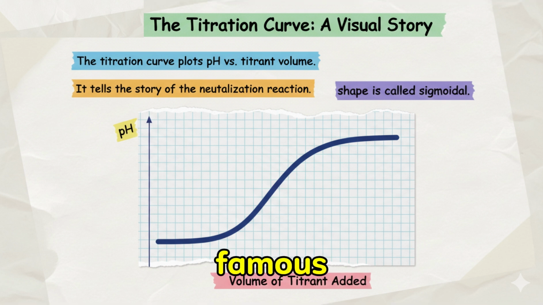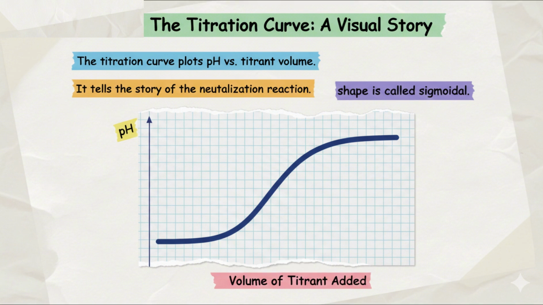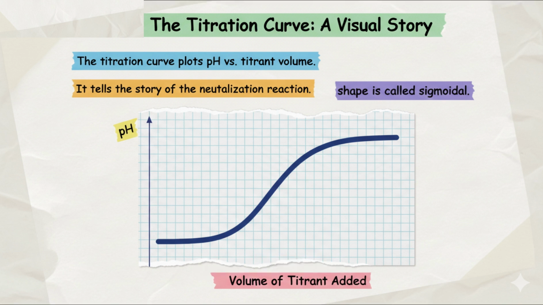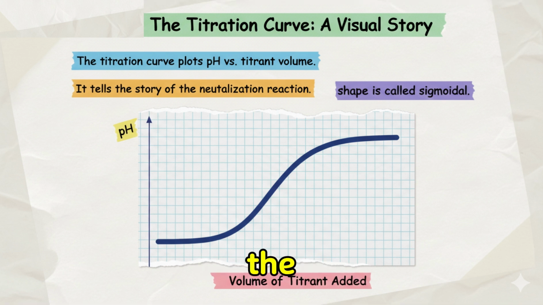This creates the famous titration curve. A titration curve is a graph where the pH of the solution is plotted on the vertical y-axis against the volume of the titrant added on the horizontal x-axis. This graph tells a story, the story of our sour lemonade.